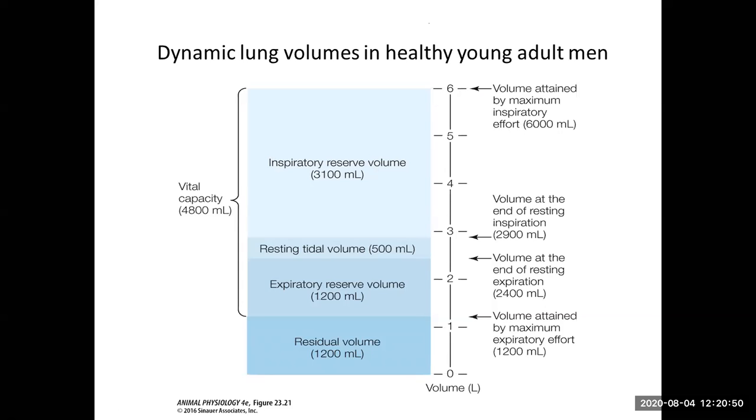So using the terminology that we developed here, when mammals increase their tidal volume above their resting level, they do so by using parts of their inspiratory and expiratory reserve volumes. The maximum possible tidal volume, sometimes termed the vital capacity, is about 4,800 milliliters for this example.